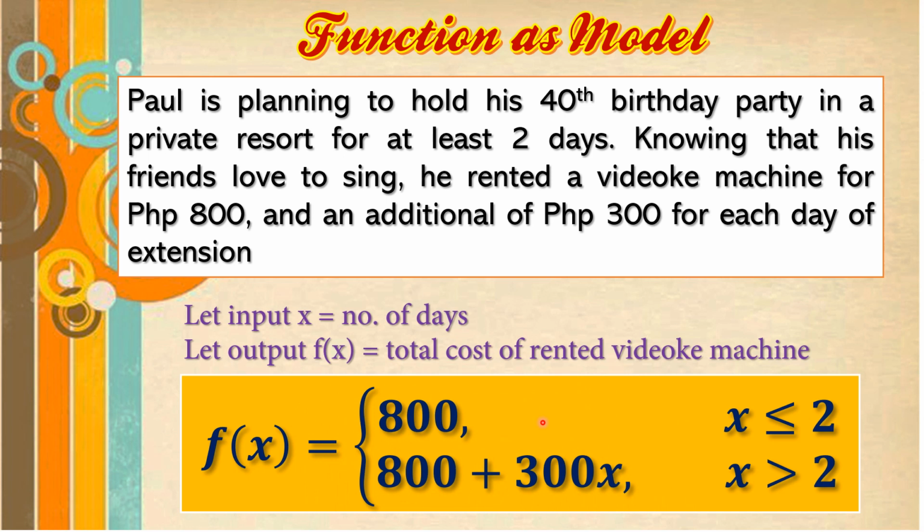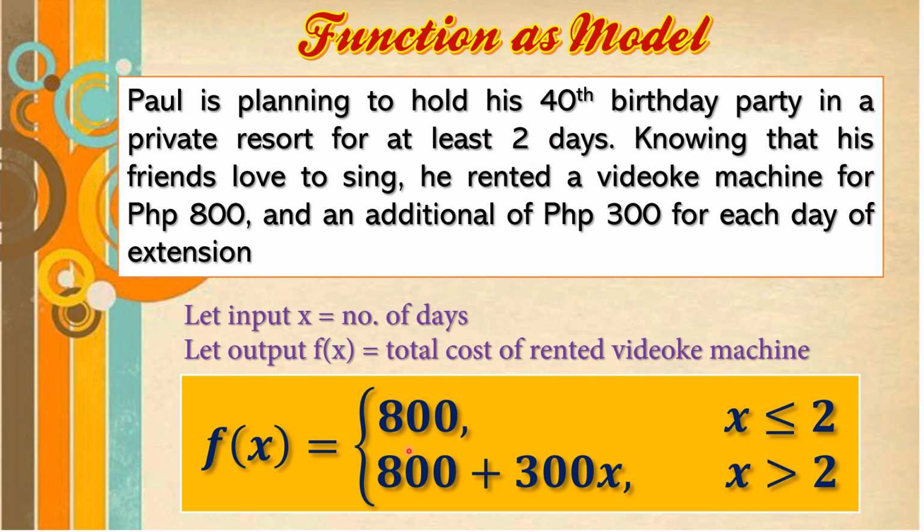This is a piecewise function. So f of x is equal to 800 pesos, as you can see here, when the number of days rented, that is x, is less than or equal to 2. Where we got 2, as you can see, it's stated here, at least 2 days, in his plan of celebrating his birthday.